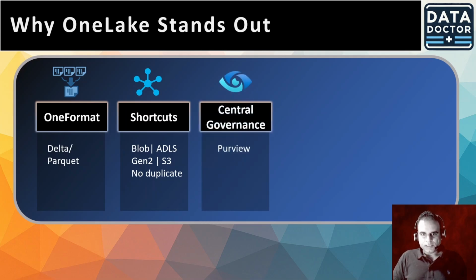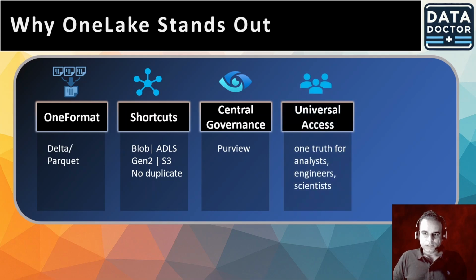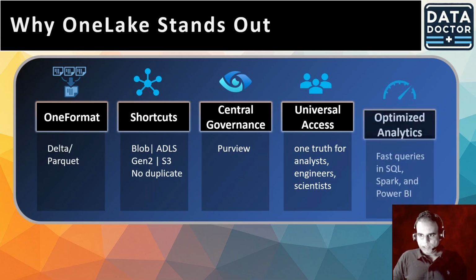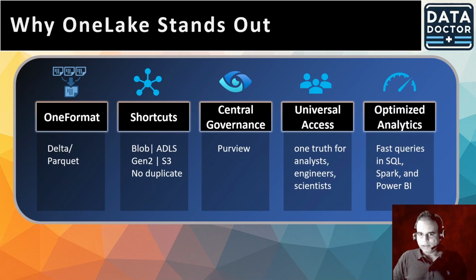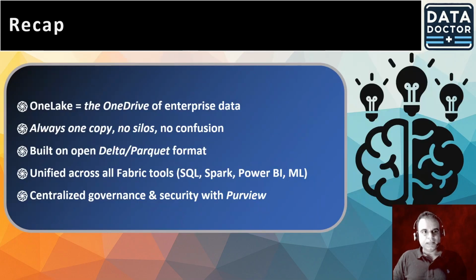Then comes central governance. Through Purview, we are able to provide security regulations, and we have a data catalog. Everything is seen in Purview. Then universal access: again, it is readable by all data personas, which means data engineers, scientists, analysts, and so on. And last but not least is optimized analytics. It uses indexing and caching, which helps fast queries in any engine that we are using, for example SQL, Spark, and Power BI.